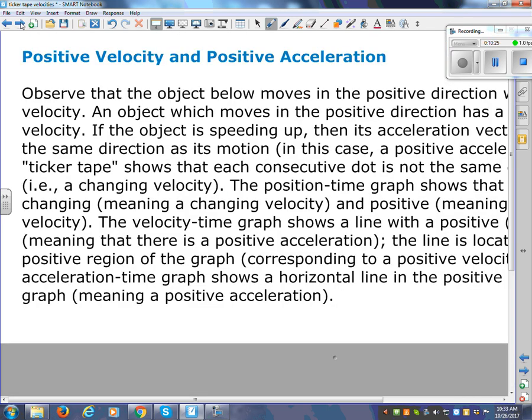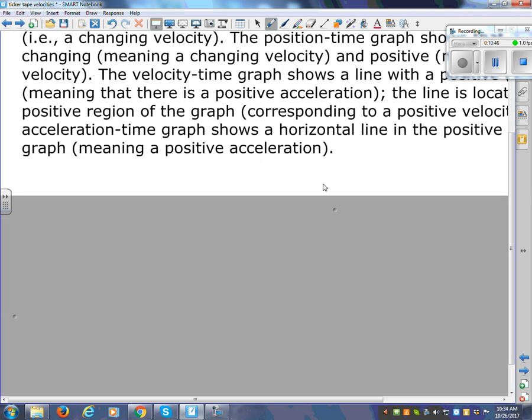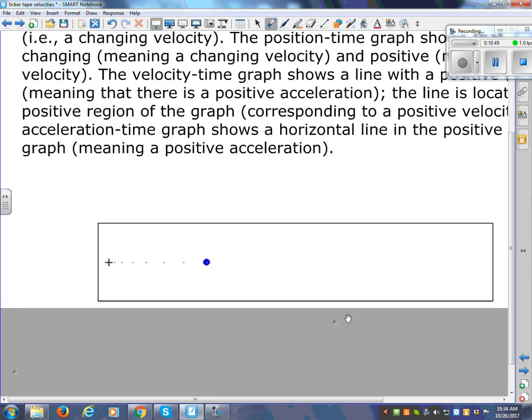Okay, so let's talk about the next one. Positive velocity, positive acceleration. Now, there's a big, long paragraph there. I'm not going to read it. Positive velocity, positive acceleration means it's moving to the right. Positive acceleration means that it's speeding up. So what are the dots going to look like, Alana? They're going to start together and get bigger, is that the same? Okay. And you would be right. Start together close and get bigger. They're starting together and they are increasing in distance, right?